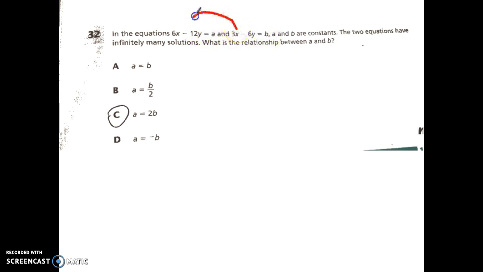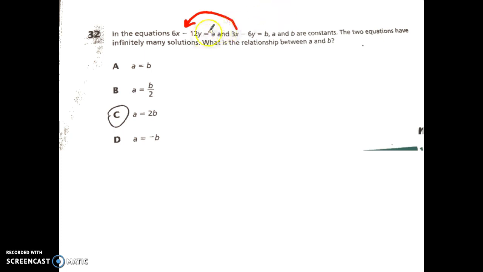How could I make this equation be this equation? Well, look, how do I make 3 become 6? Add 3. How do I make negative 6 become negative 12? Well, you just add negative 6. Basically, this equation right here is twice as much as this.